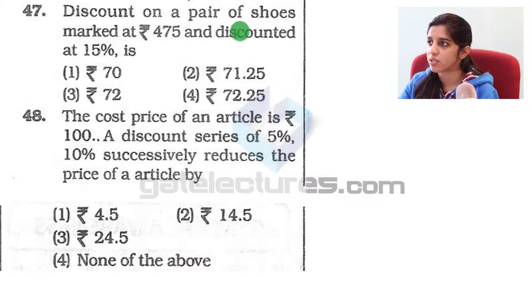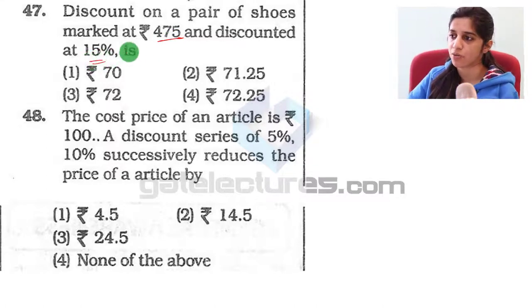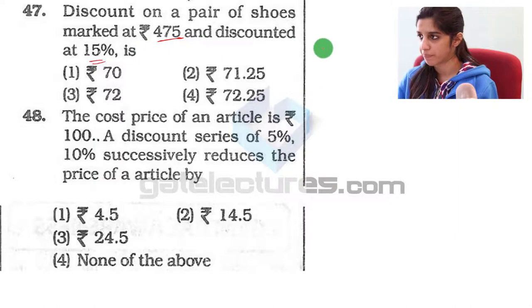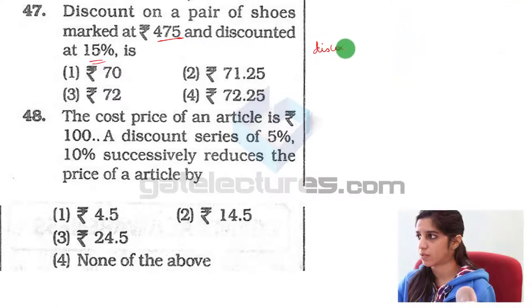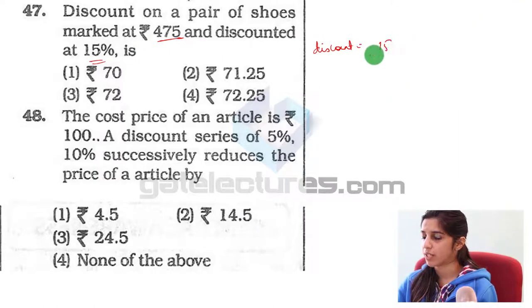Look at the next question. Discount on a pair of shoes marked at ₹475 and discounted at 15%. Okay, so there is a pair of shoes on which MRP is given as 475 and the shopkeeper is offering a 15% discount. So how much discount are you going to get? So discount is going to be 15% of 475.